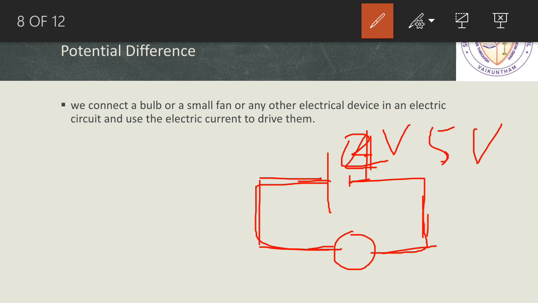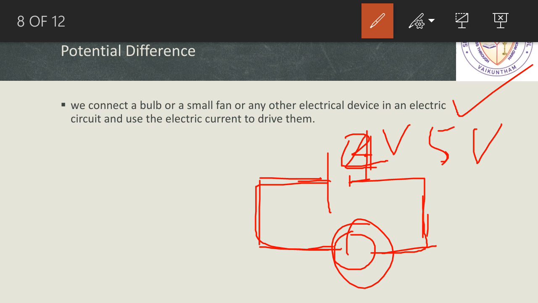Then the bulb will glow with more brightness. Yes or no? It will glow with more brightness. Yes. If I further increase, the brightness will increase. And if I further increase more and more, what happens? The bulb will burst out. So why does it happen?